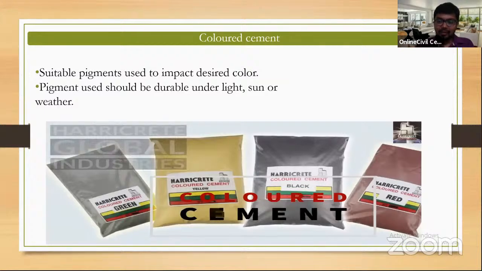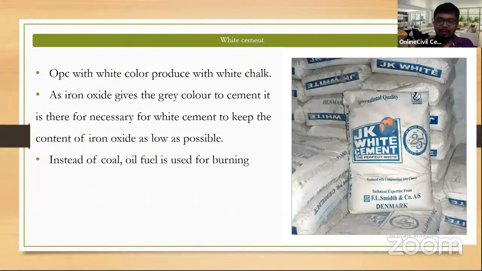Next are the colored cements, in which pigments such as iron oxide are added to give some color. These are used in tiling works, and some people also use them in flooring. And white cement is also used. White cement is produced from white chalk, and if you add any iron oxide to that cement, it will give the gray color. It is also used in finishing works. They use white cement before painting.